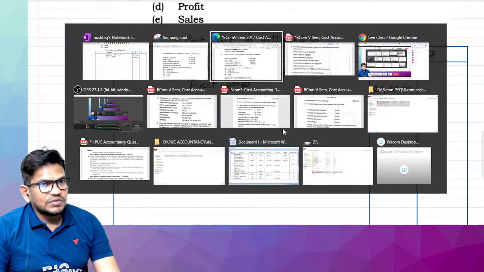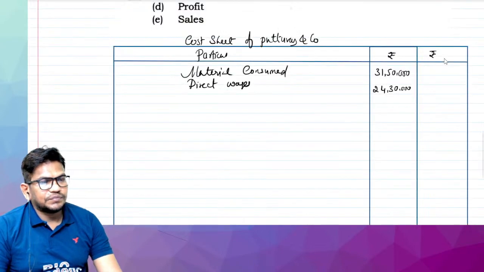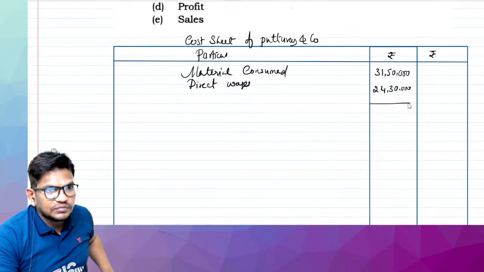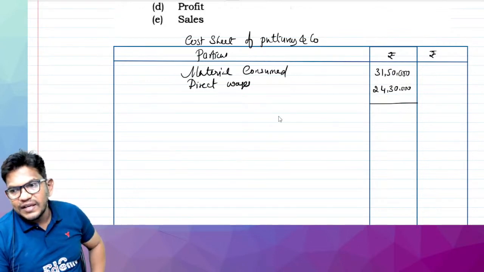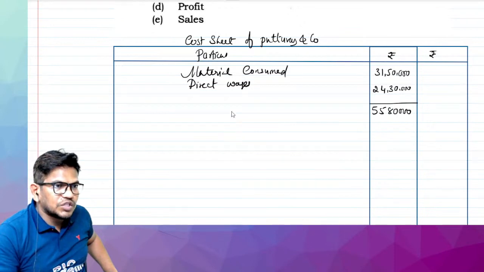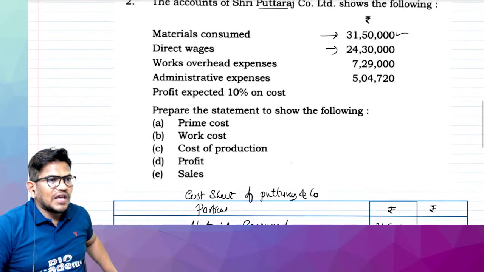Somebody has a doubt, it seems. Let's see what kind of doubt they have. Any doubts? No doubt. Guys, add this now. 31,50,000 plus 24,30,000 is 55,80,000. So this is your prime cost. Understood? What is next in this?